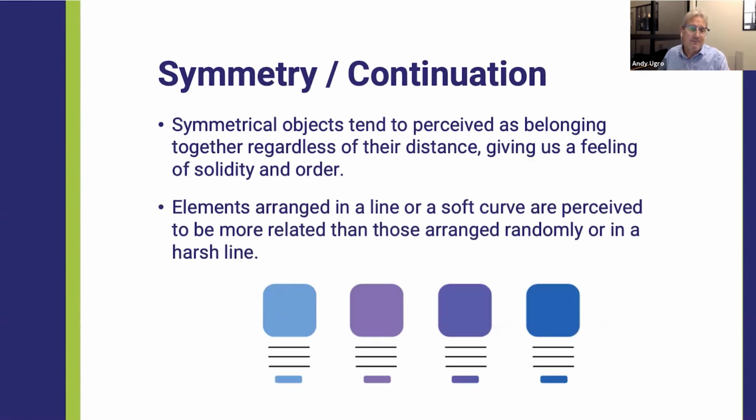Let's look at a couple more. Symmetry, the video touched on that, giving us a feeling of solidity and order. That sounds powerful. Elements arranged in a line are perceived to be more related than those arranged randomly. Again, it's a different principle, but same kind of grouping idea. But here's the crux. Without this unified order, our brain would have to cognitively process to make sense of it. And that's the reason UX, UI designers have embraced these principles to reduce cognitive load. It's a no-brainer.